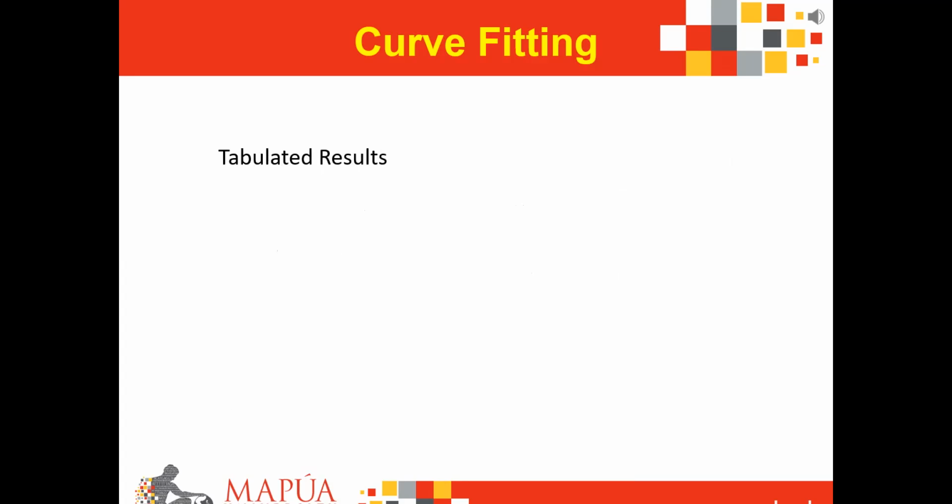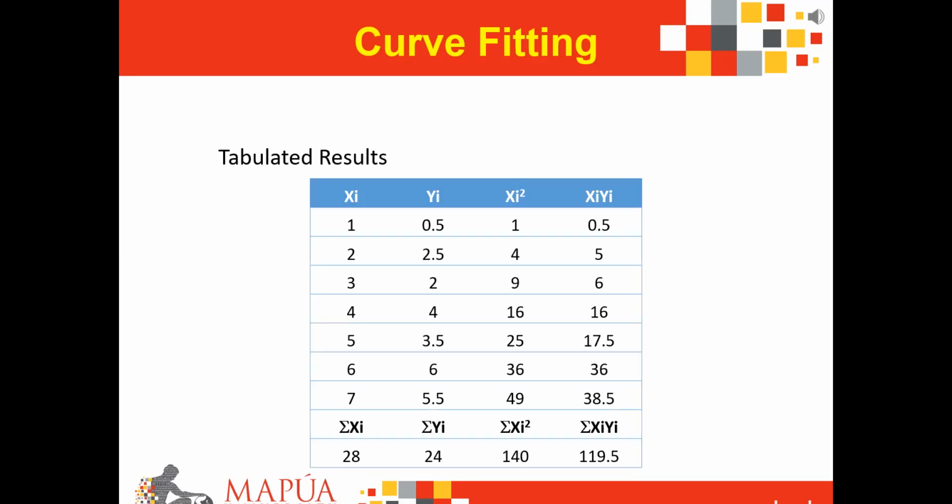So all you have to do is to tabulate the results for your data points X and Y, and then sum up all the values of X, in this case, eventually ending up with a value of 28, and sum up all the values of Y, in this case, ending up with a value of 24. We then individually square the values of X, thus giving us a summation xi squared equal to 140, and then we multiply each value of X to your respective value of Y, thus giving us the product xi yi. And if we sum that out, we'd end up with a value of 119.5.